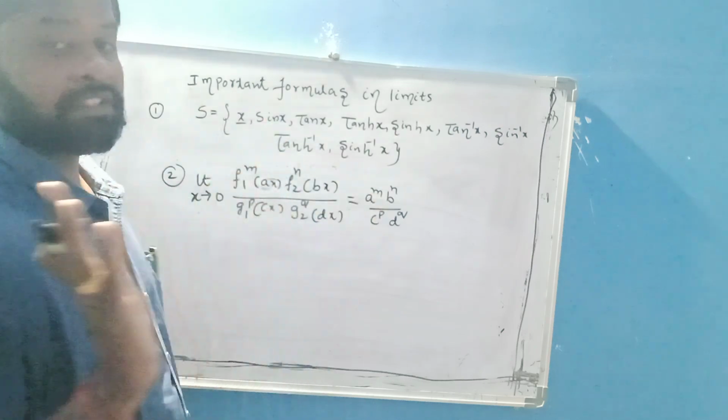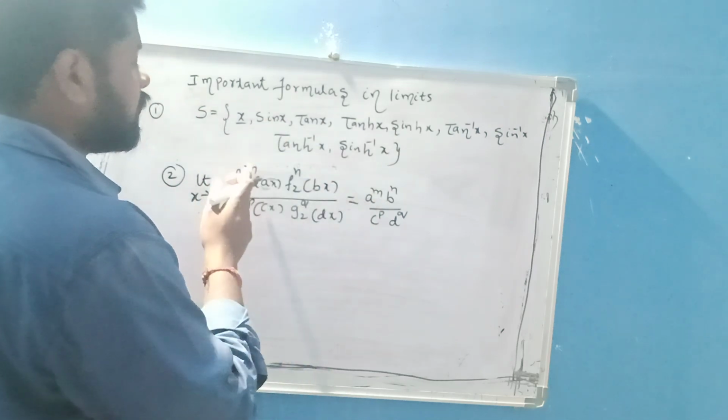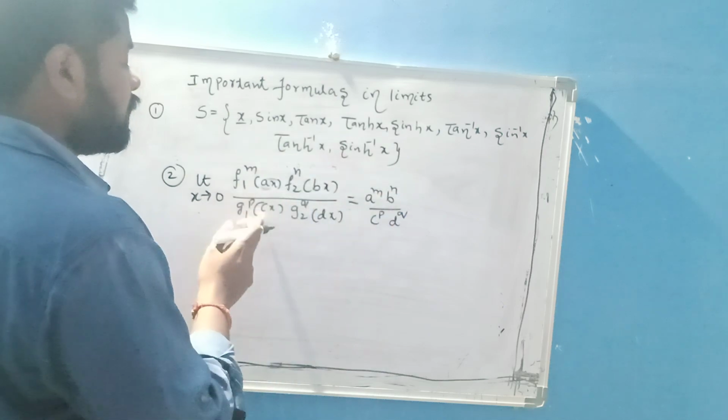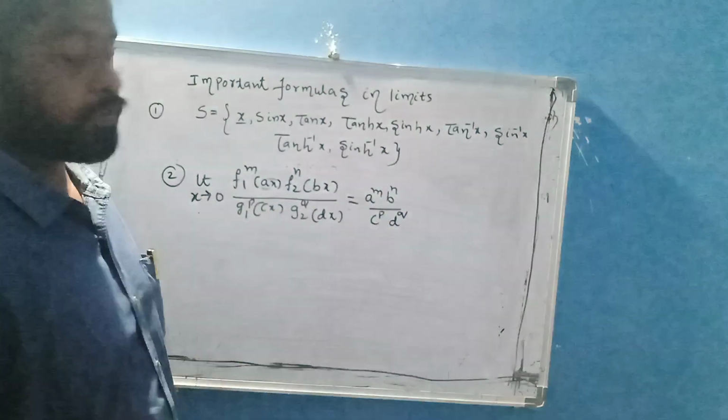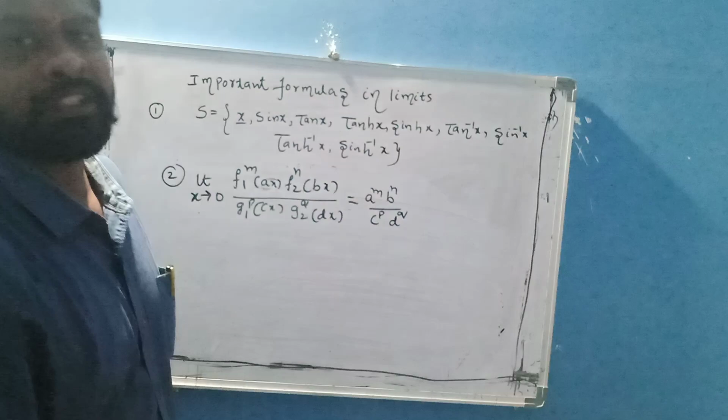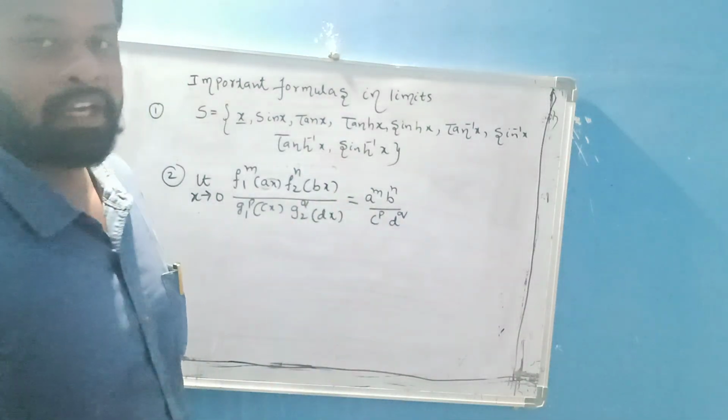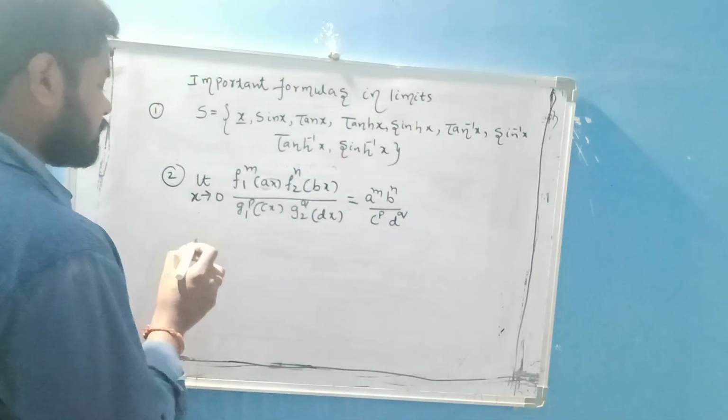What is the condition? Again coefficients: a power m and b power n, and here again coefficients c power p and d power q. Same again, coefficients, but multiplication only. The last one was addition and subtraction; this is only multiplication. Example.